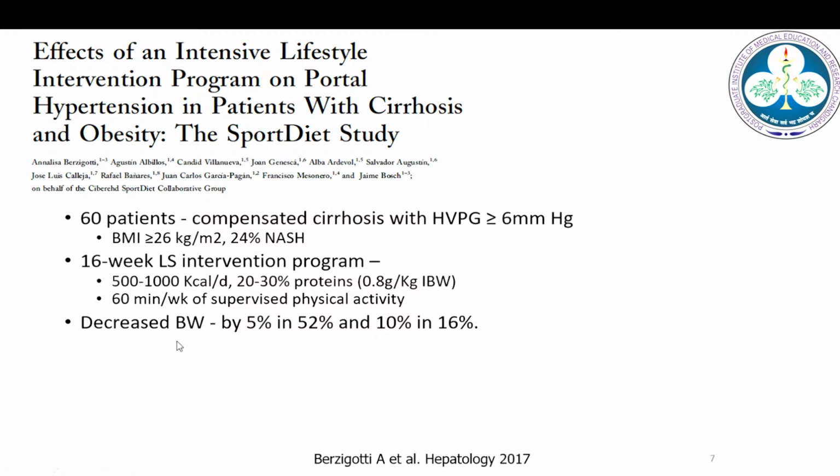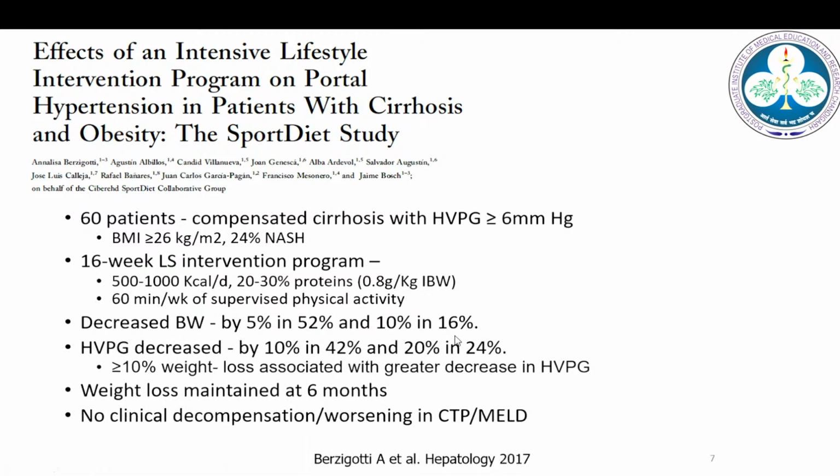And what they could show in cirrhotics was a reduction in body weight, maybe by 5% in around half of them, and maybe by 10% in around 15%. But in addition, what they showed was that as the weight reduction was happening, there was a reduction in their portal hypertension, which was measured again by HVPG. Those who had more weight reduction, say maybe 10% or more, had a greater reduction in HVPG. And this weight loss was maintained over a period of time, and there was no clinical decompensation, no worsening of their liver disease as measured by CTP and MELD.